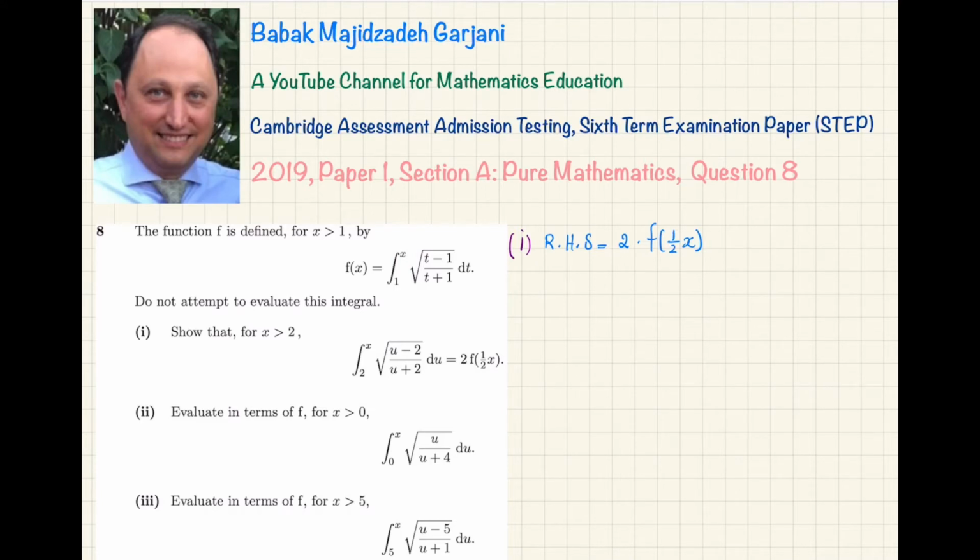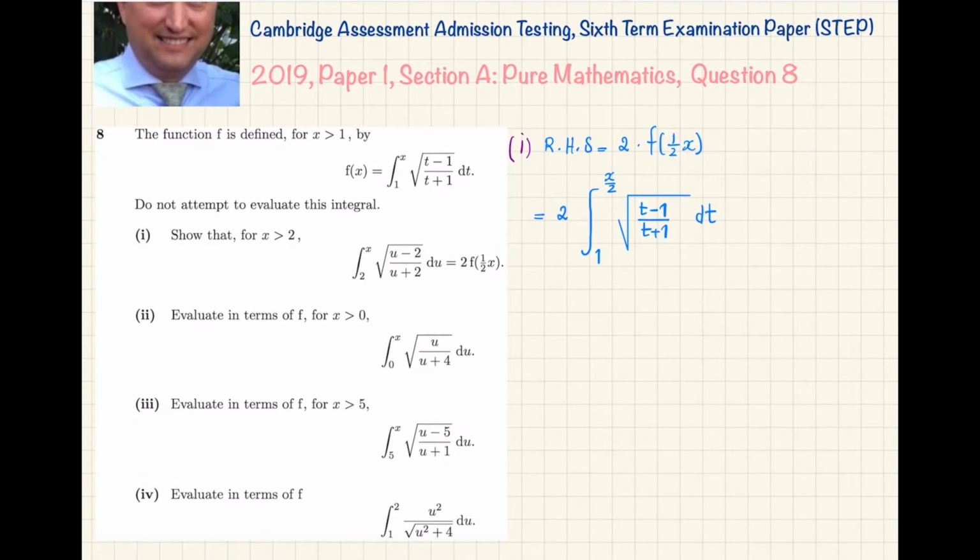That's it. So I write this 2, copy paste 2, and instead of f, I write the integral from 1 to x over 2 of the square root of t minus 1 over t plus 1, the same integrand, dt. But now let us have an eye on the other side. The limit of this integral is not from 1 to x over 2 as I have right now. It is from 2 to x.